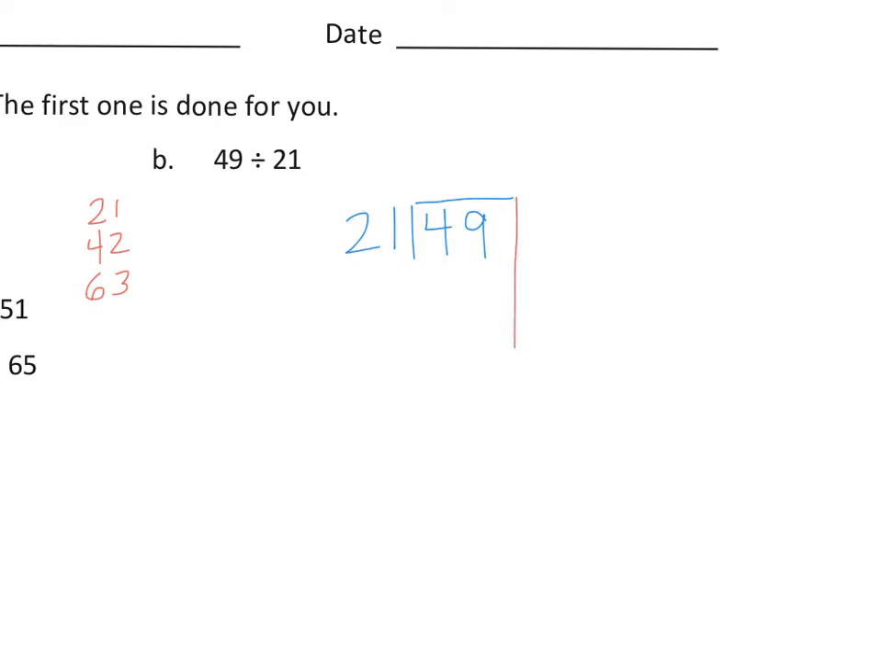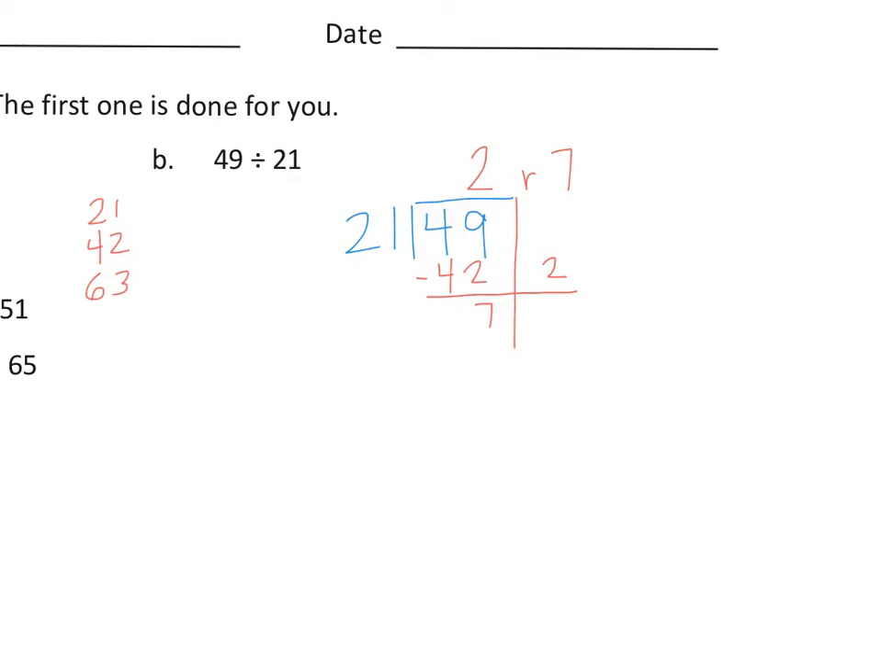I'm going to put 42 underneath 49. And 42 is the second multiple of 21. So we're going to put the 2 out to the right. So it's going to be a partial quotient, part of the answer. And then we're going to subtract 49 minus 42. You would get 7. 7, our difference, is smaller than our divisor, so we cannot divide anymore. This becomes our remainder. So we have the quotient 2 with the remainder of 7.